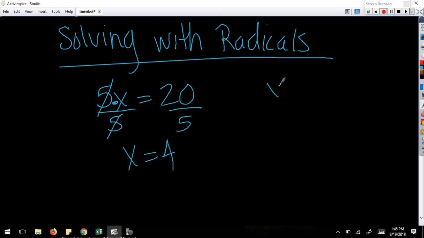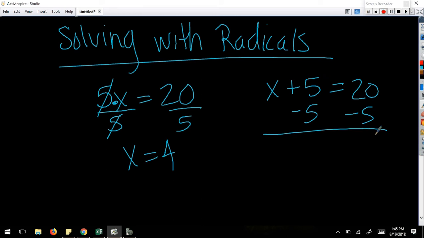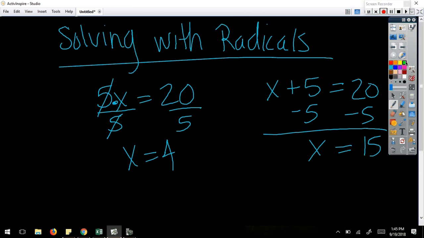How about if this was x plus 5 equals 20? Subtract it, right? So addition and subtraction are opposite operations. So my question is, that's addition, subtraction, multiplication, division.